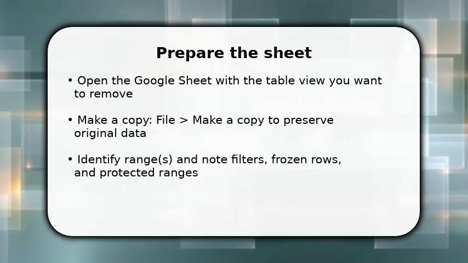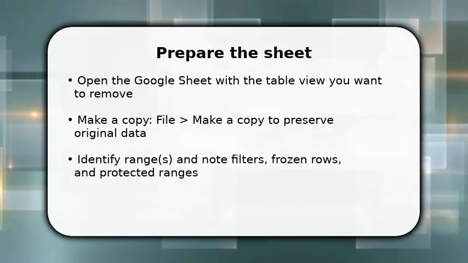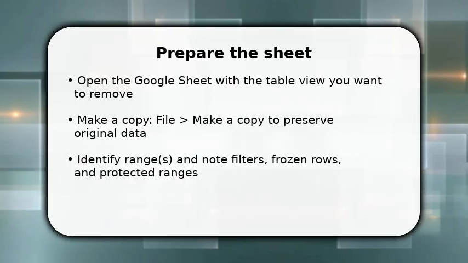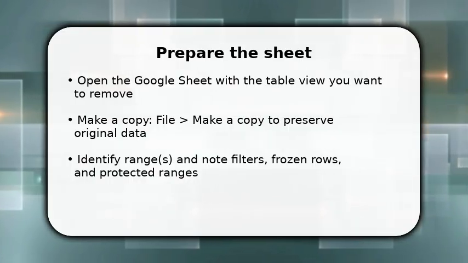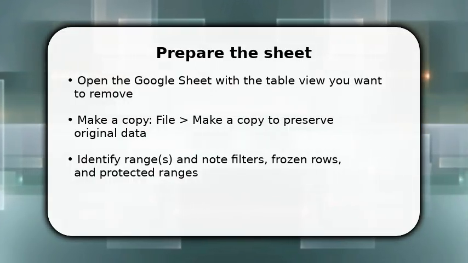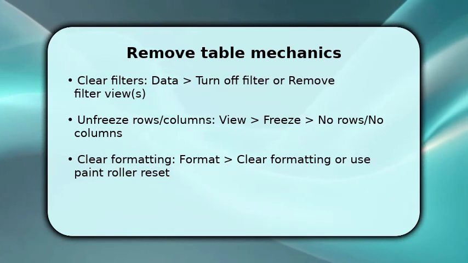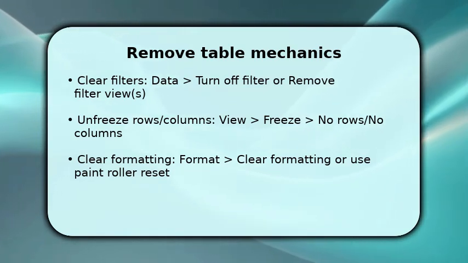Now select the range you want to alter. That selection determines whether you remove only the visible table styling or change underlying data structure. Next, remove the mechanics that make the sheet look and act like a table.